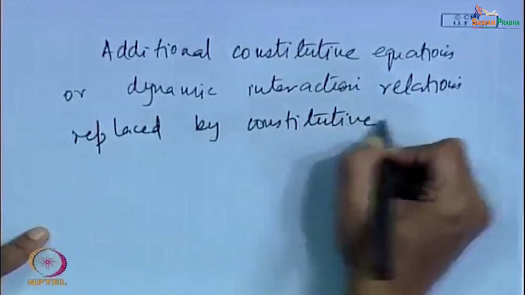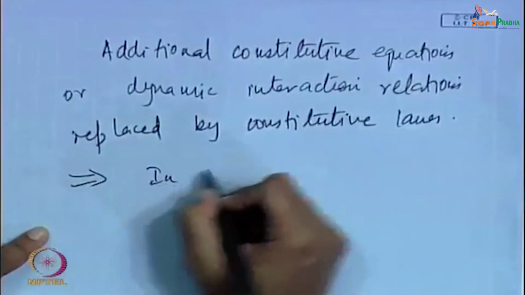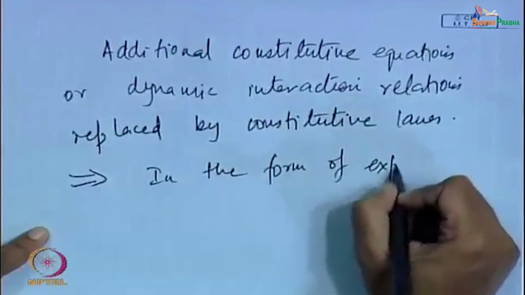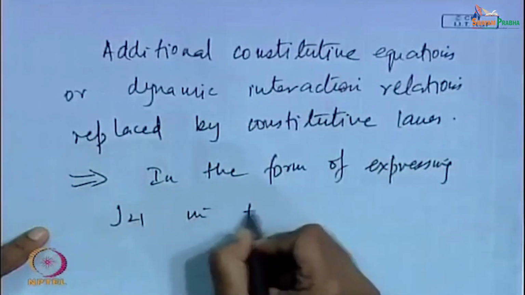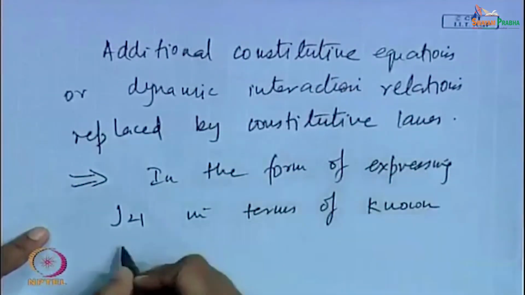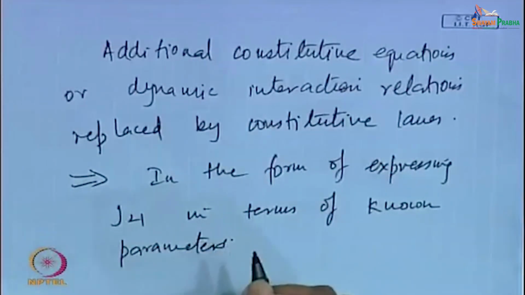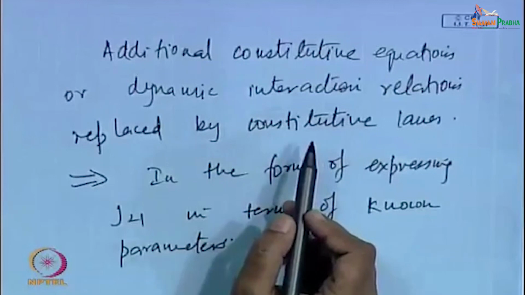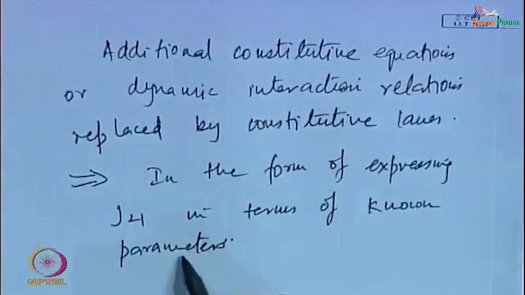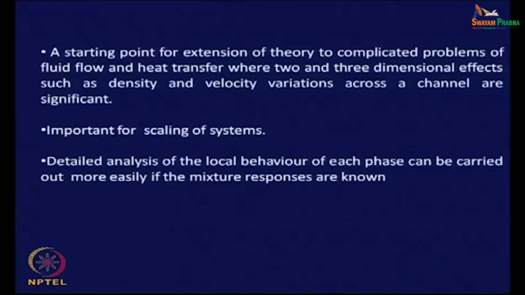Now, these particular constitutive equations will naturally be in the form of expressing J21 in terms of known parameters. So, this will naturally be our approach: the constitutive equations or constitutive laws which will be used will be in terms of expressing J21, and it has to be expressed in terms of known input parameters. Okay. And remember one thing, the drift flux model is particularly useful when this relative motion can be determined by a few key parameters. It is independent of the flow rate of each phase.